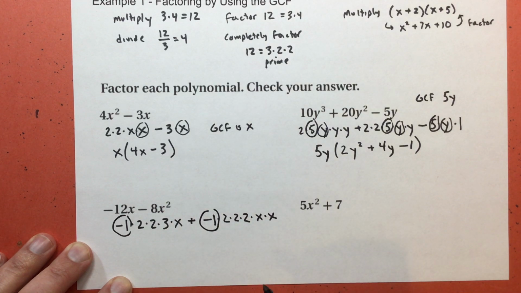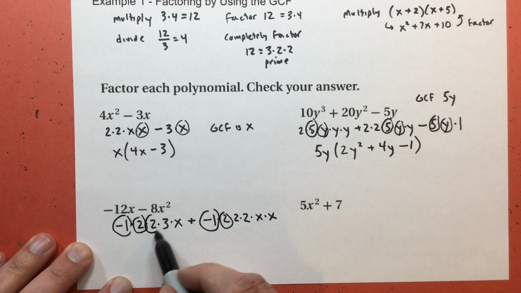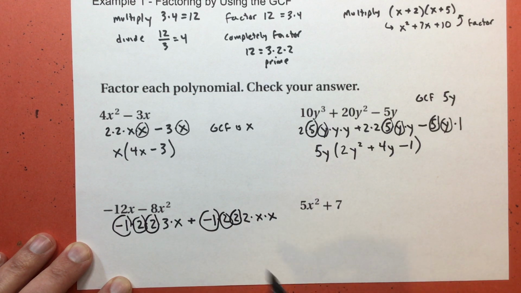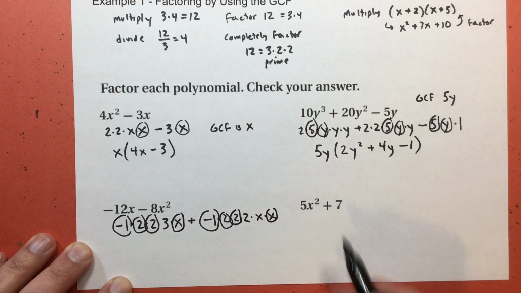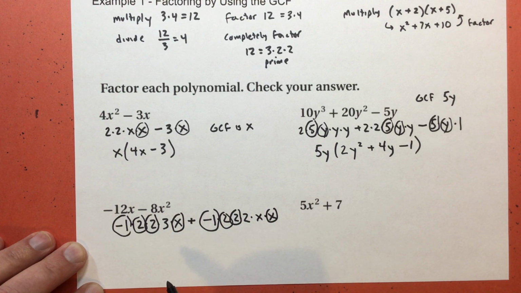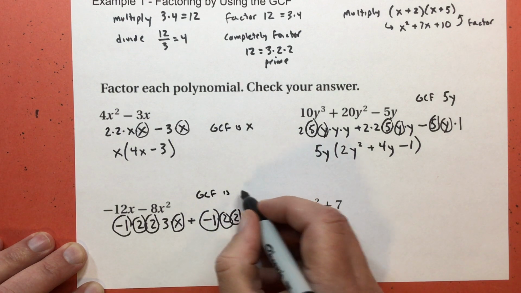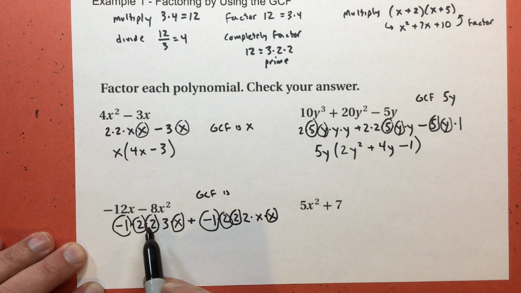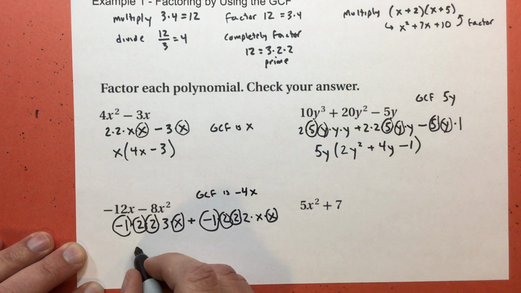That'll be useful. Here's a 2. There's a 2. And this time there's another 2. I have a 3, but there's no 3's over here. I have an x. I have an x right there. And it didn't matter which one I pick. It doesn't matter. This 2, there's no more 2's over here. And that x, there's no more x's over here. So my greatest common factor is -1 times 2 times 2 times x. That's -4x.